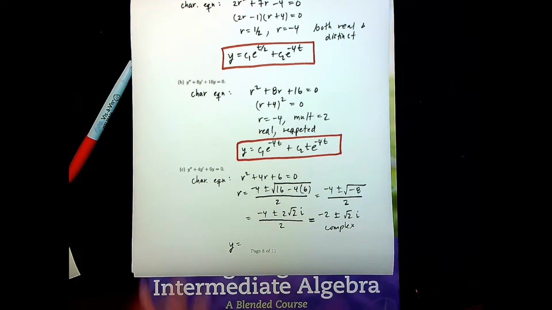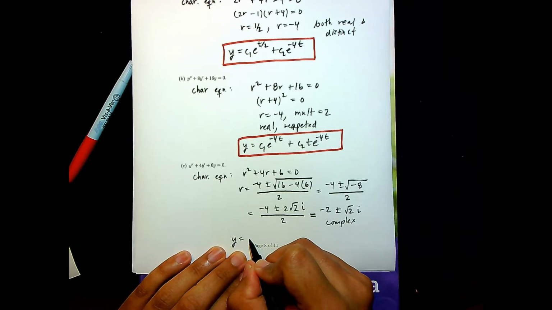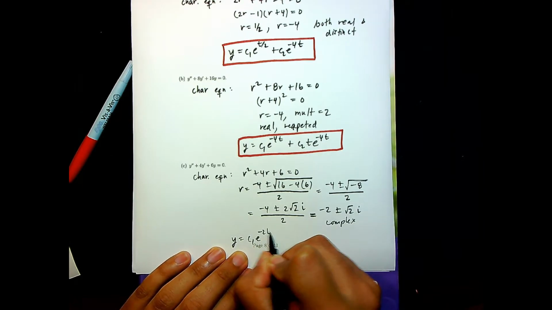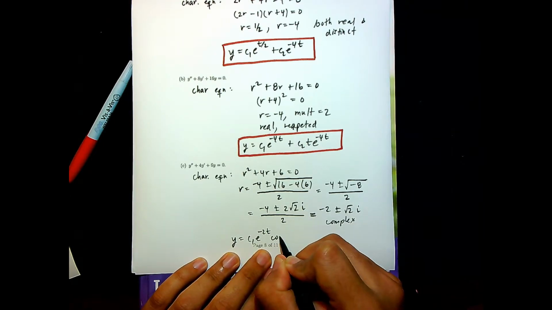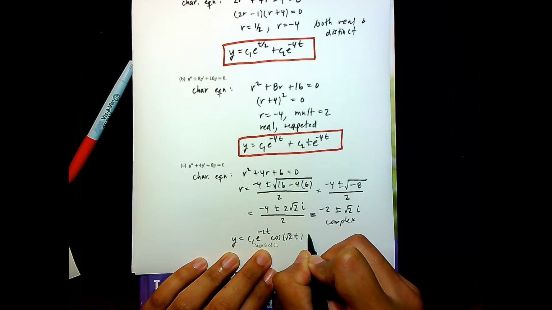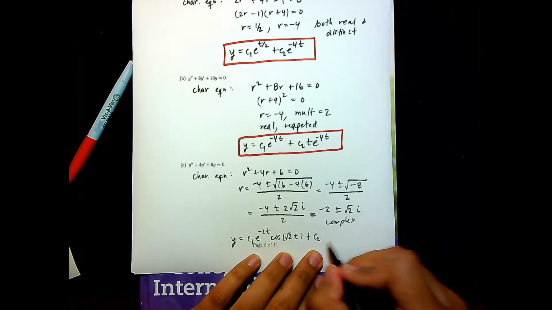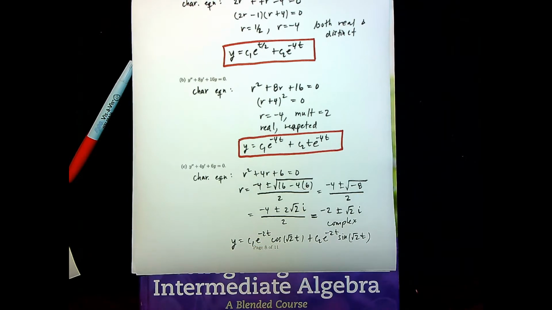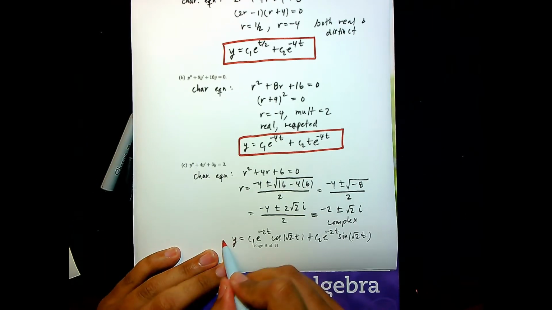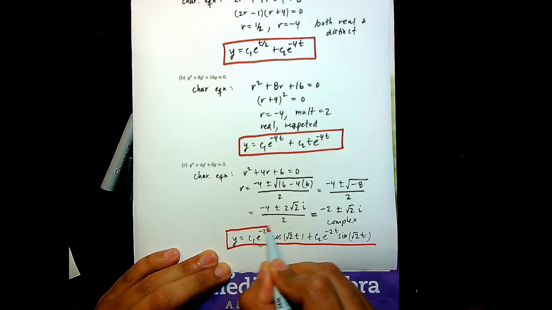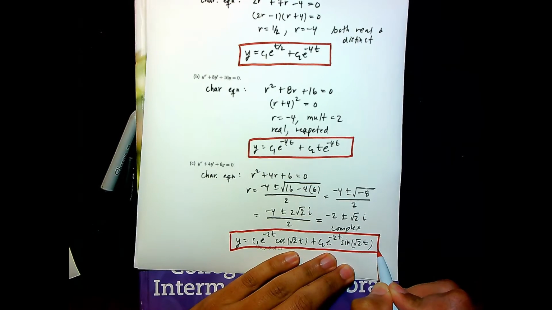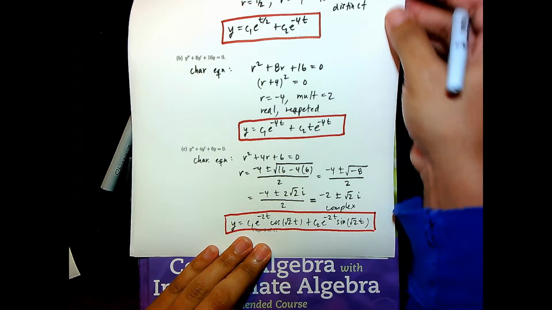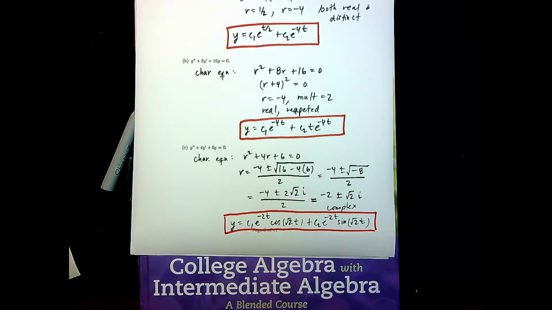So the roots are complex, so the general solution is going to be C1 e to the negative 2t cosine of square root of 2 t plus C2 e to the negative 2t sine of square root of 2 t. Okay, that is the general solution of that one. Okay, that's all. Right, you should know all three cases.